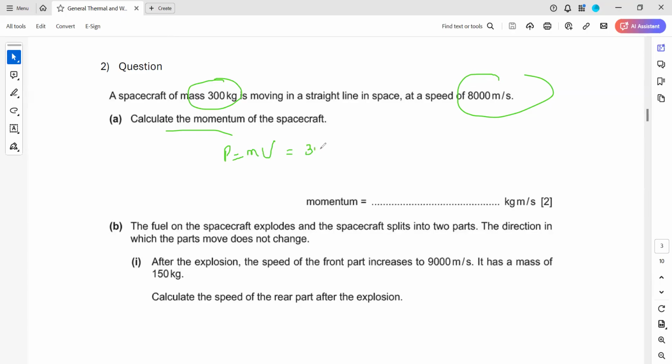Whenever you're solving a question, always write the formula first. So 300 multiplied by 800. 8 multiplied by 3 makes 24, and then we'll have 5 zeros, because it is 300 multiplied by 800.